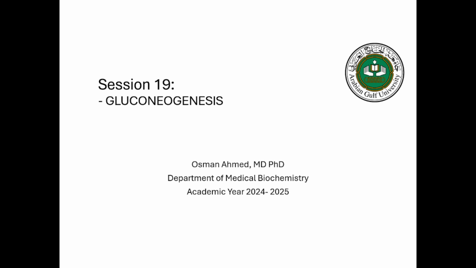8 plus 6 plus 24. This is the total number of energy. 38. If the question was the net, that means you invest and you get the profit. How much? 36, because there are 2 ATP in the glycolysis investment phase. Okay? Okay, so today we will talk about gluconeogenesis.